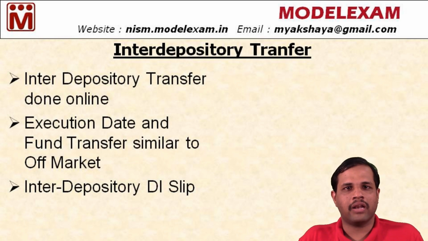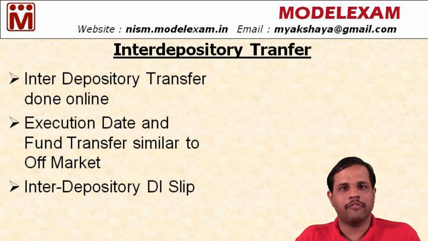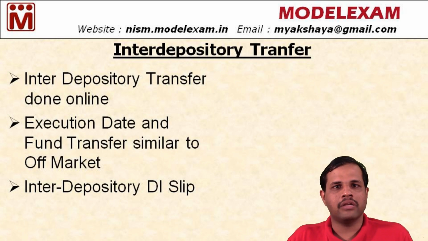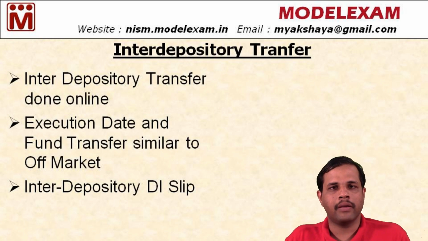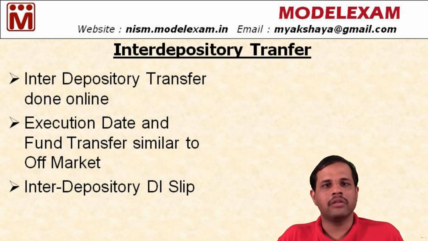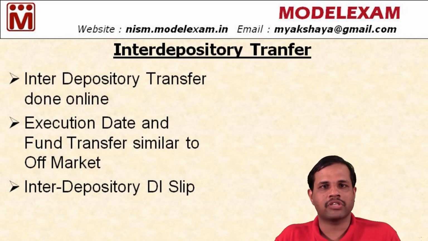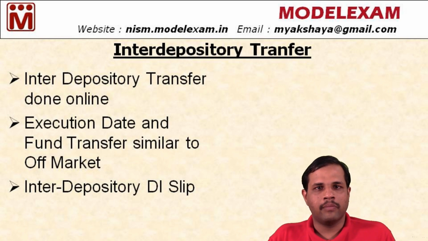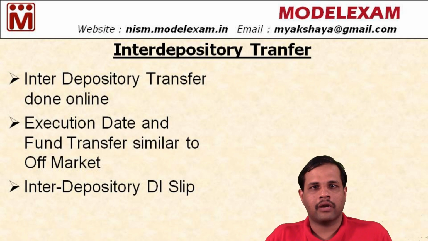That is, if the seller has given a transfer instruction for 1000 shares, but his account has only 500 shares, then the transfer will not take place. If the seller's account has only 500 shares, then the instruction will wait till end of day, and even till end of day if there are no adequate balances, then the instruction will fail. That is, we have to start again. So execution date is similar to that of off-market transfer.